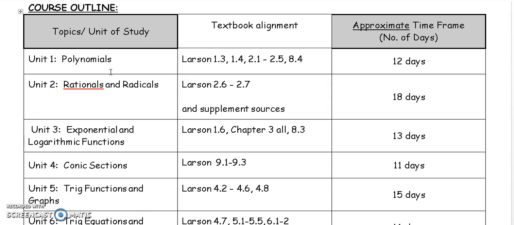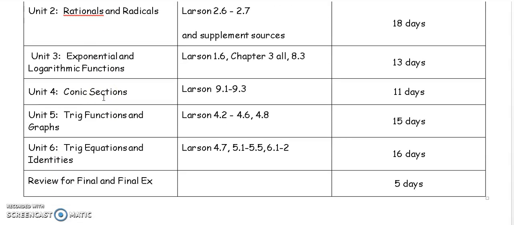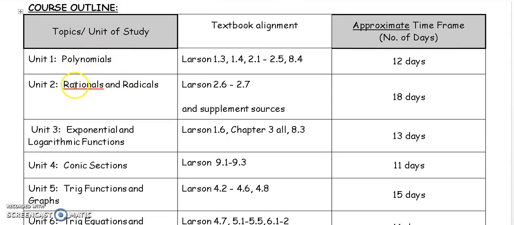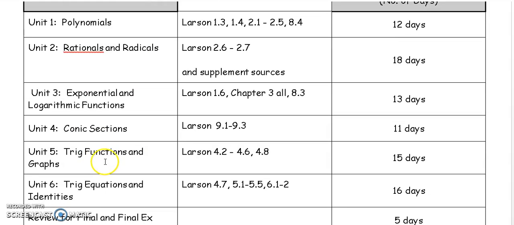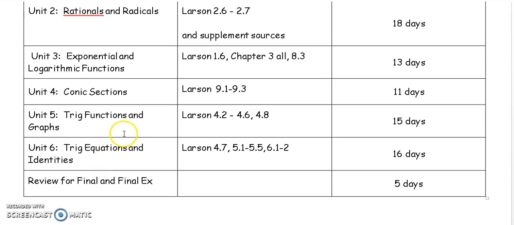For example, we'll be dealing with key graphical characteristics, then from there graphing these functions using those key characteristics, then solving functions, equations and inequalities, and then finally application problems. And we'll do that again with the polynomials, rationals, radicals, exponentials, conic sections, trig functions, all those main concepts.